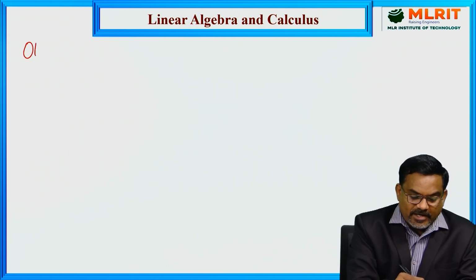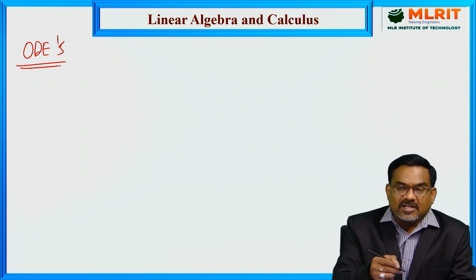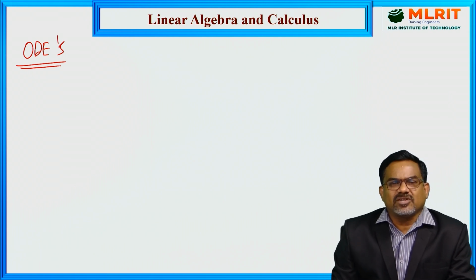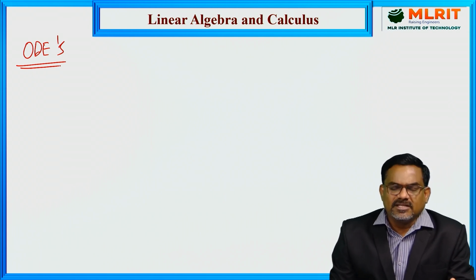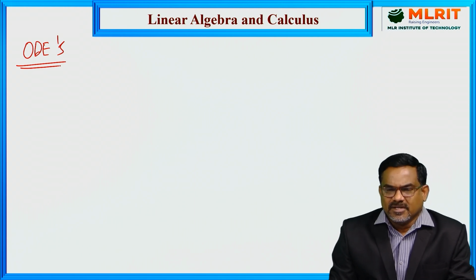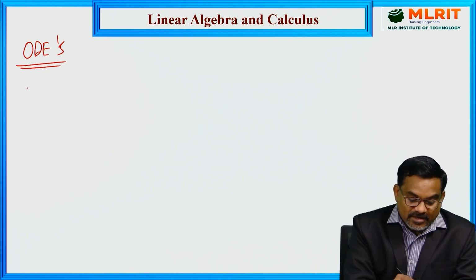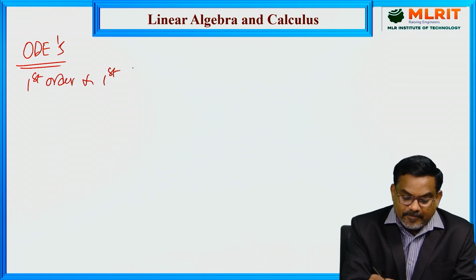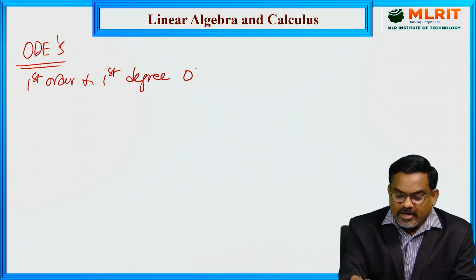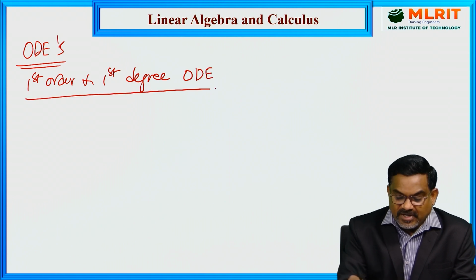Coming to the ordinary differential equations, ODEs. The order of the differential equation is the highest order derivative that occurs in the equation, and the degree is the power of the highest order derivative when the equation is free from radicals. These are the basic definitions that you know already. Now let us consider first order and first degree ordinary differential equations.